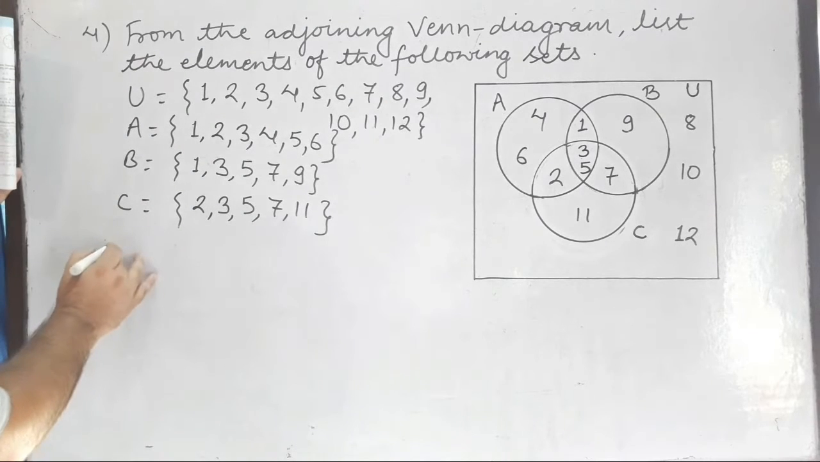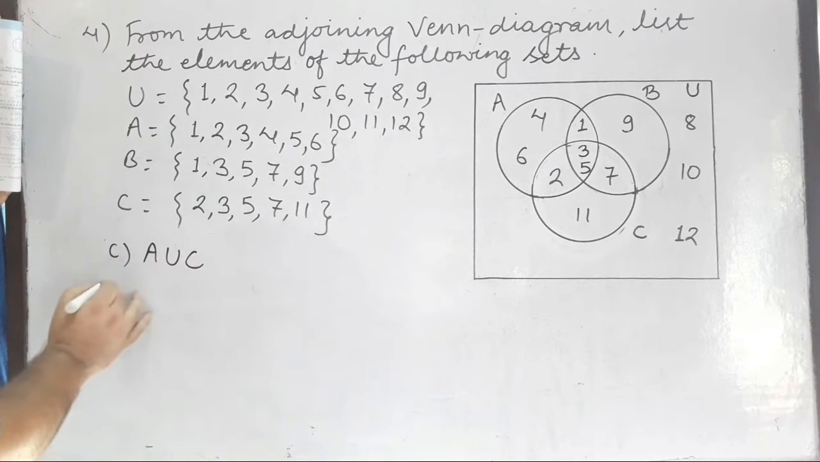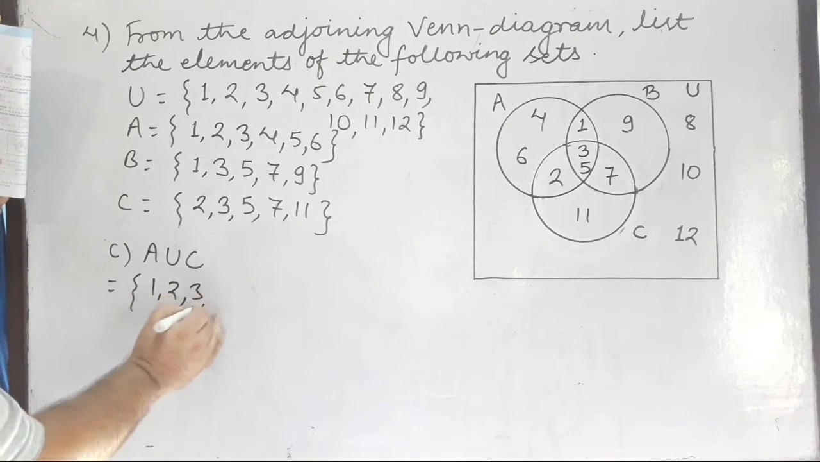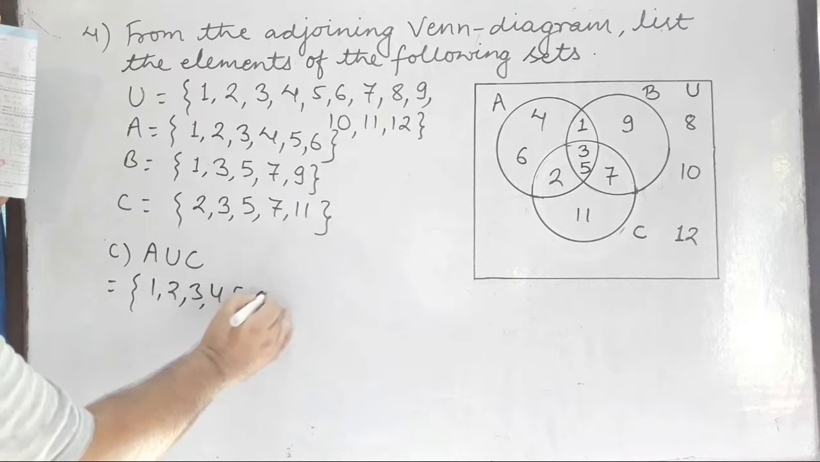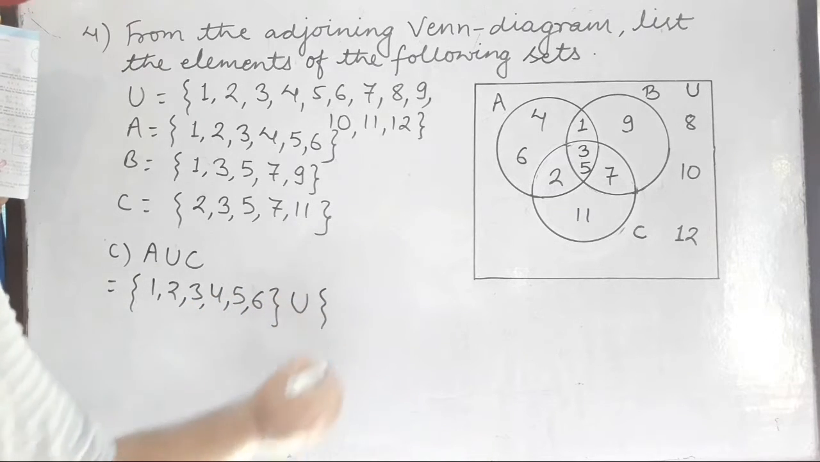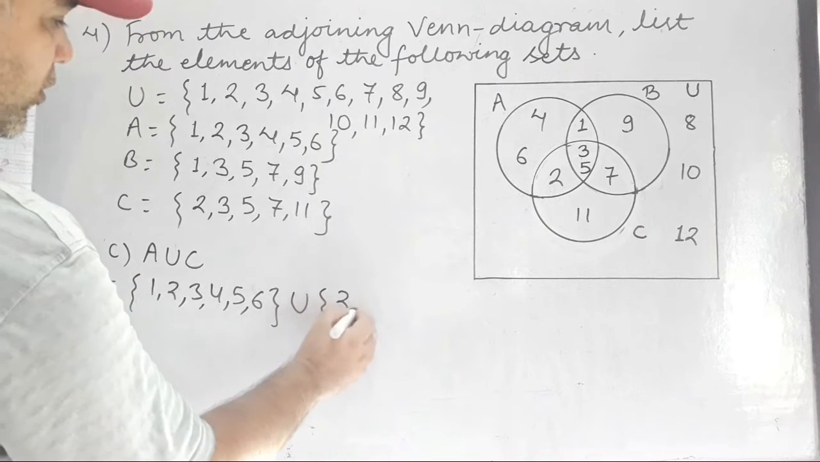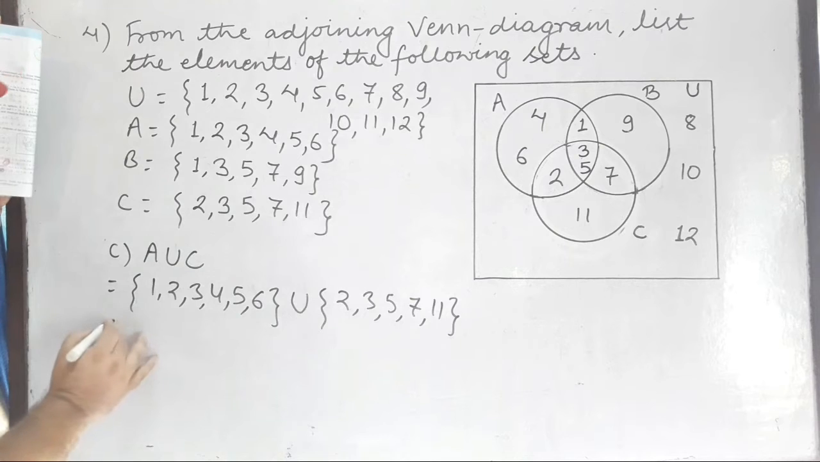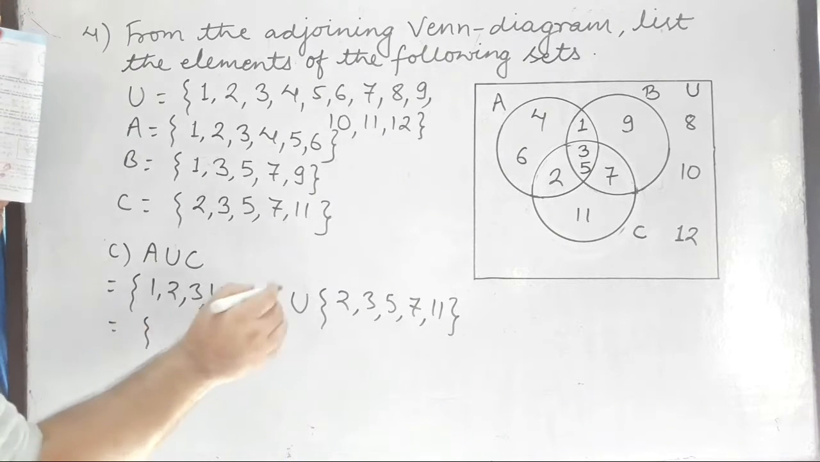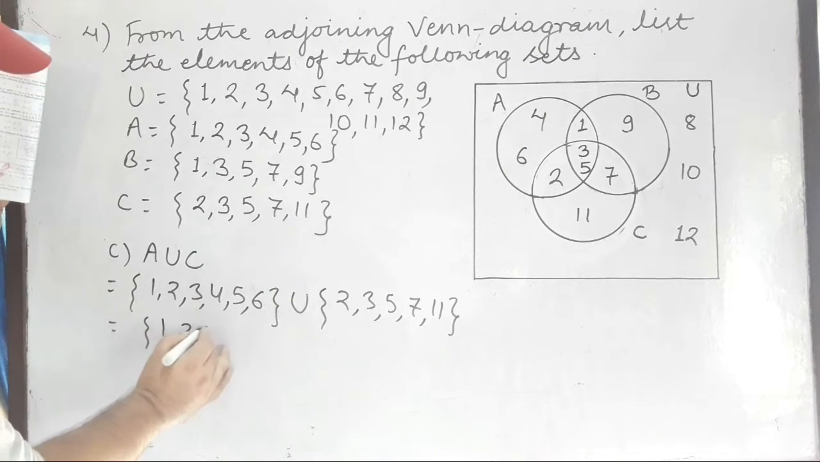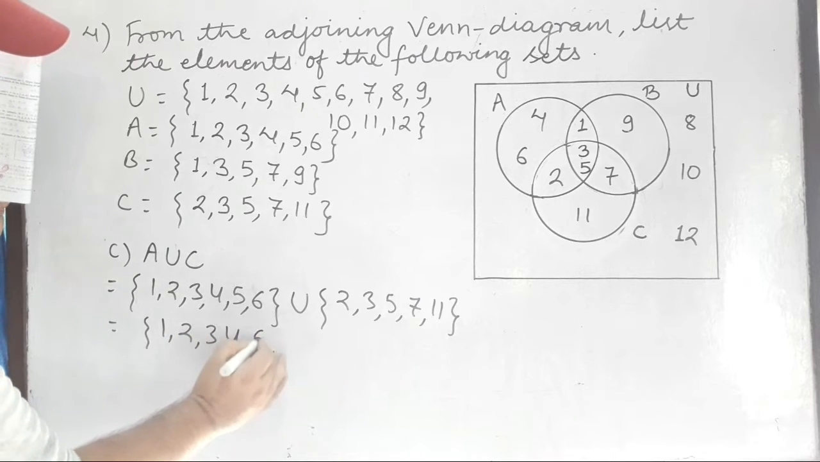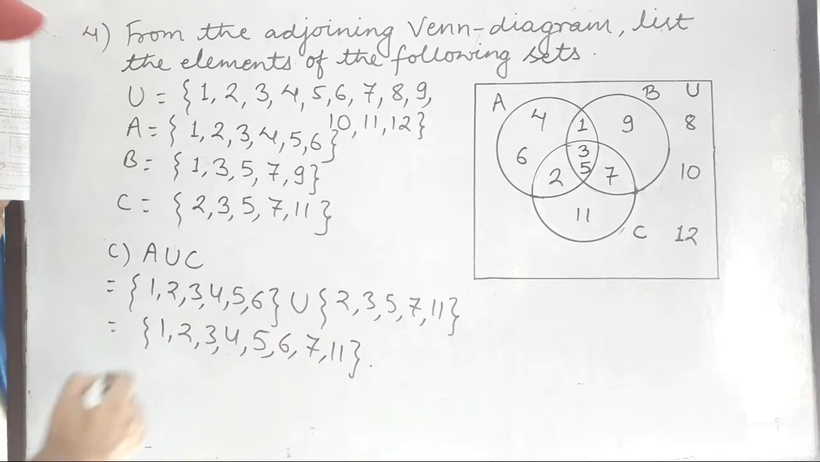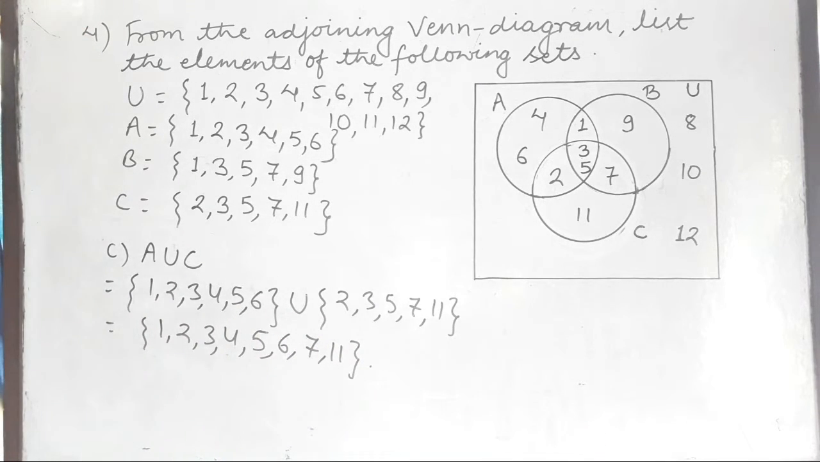Third question, A union C. The elements of A: 1, 2, 3, 4, 5, 6, union the elements of set C: 2, 3, 5, 7, 11. Now we shall write down all the elements: 1, 2, 3, 4, 5, 6, 7, 11. So this is A union C.